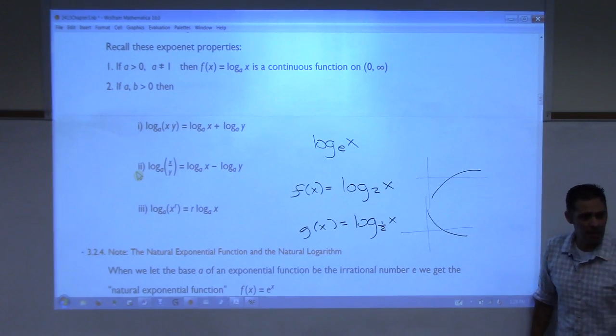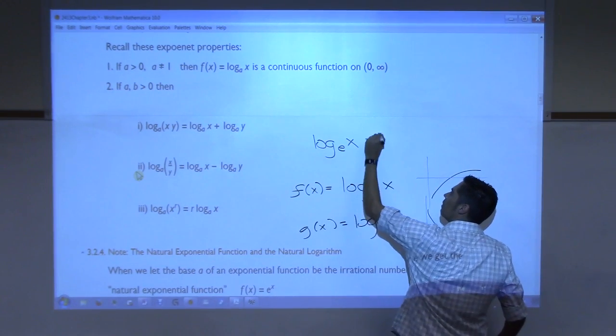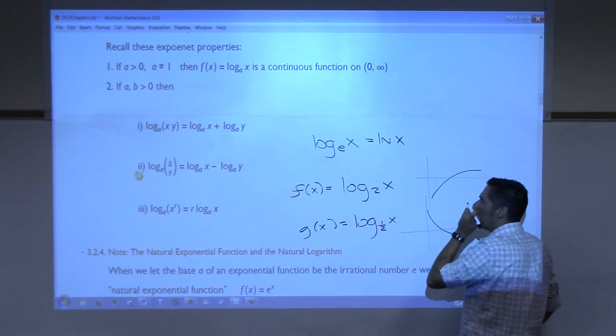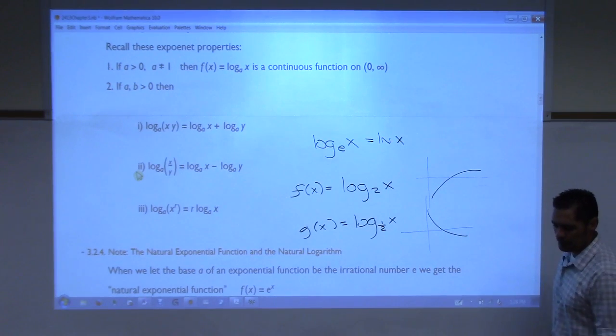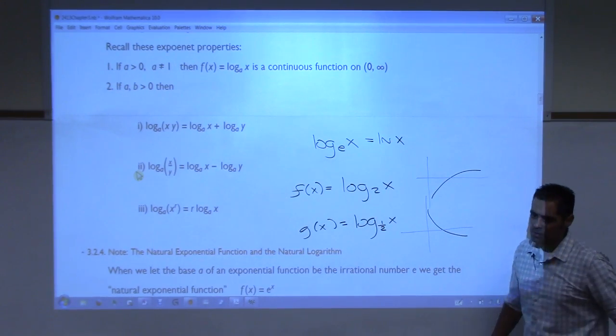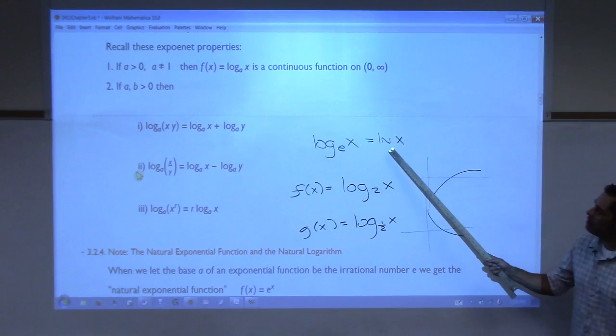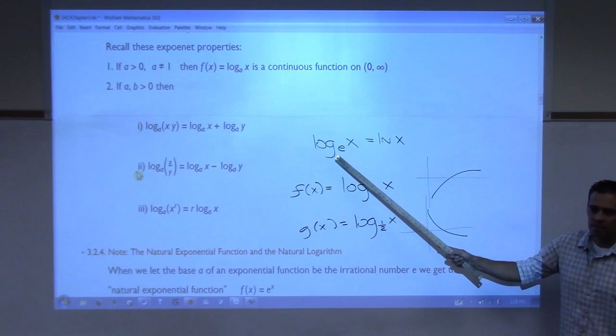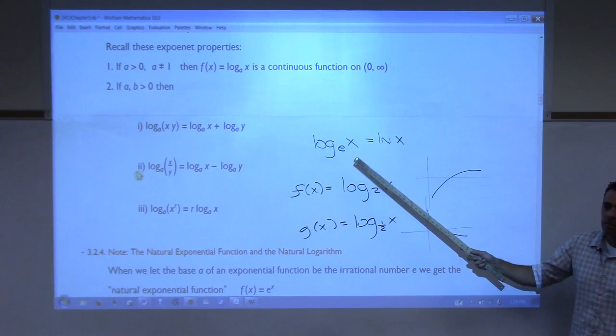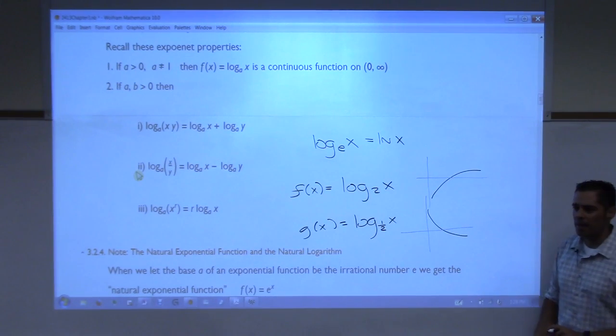You all remember seeing ln x? Okay. Why do we write it like that? You're going to miss this. This is good stuff. Do you know why you write this instead of this? Didn't you say it was because of the typewriter? It's because of the typewriter back in the day.